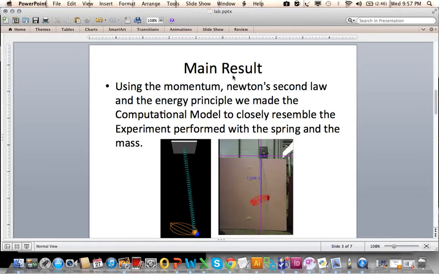The main result, we got that using the momentum, Newton's second law, and the energy principle, we made the computational model to closely resemble the experiment performed with the spring and the mass. So here is our computational model and you can see the motion, and here you can see our spring model and the motion as well.